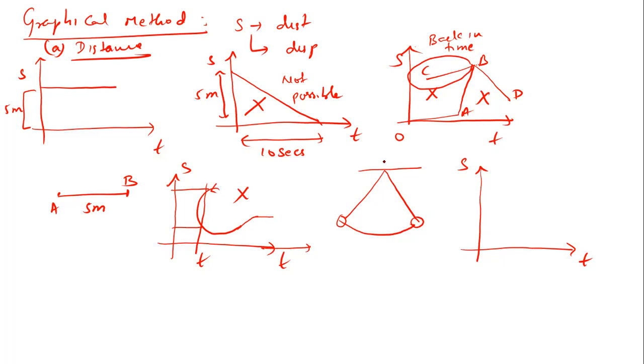The amplitude of oscillation is A. Yes. Now, how do you draw the distance time graph for this?